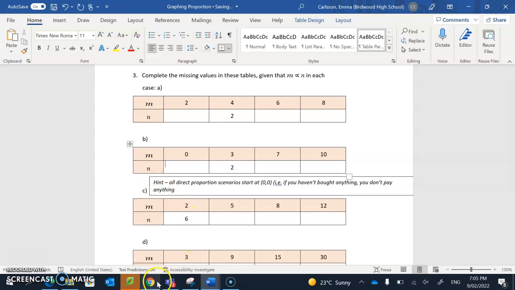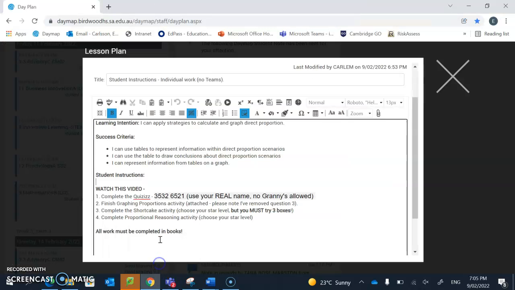All right, let's head back to the instructions. Once you've done, you need to complete the shortbread activity. Now, this is star level differentiated. You guys are familiar with that from last year. 1-star level is the least amount of stretch. 3-star level is the most amount of stretch. I have differentiated, so there are 6 scenarios, but you need to try 3 of them.